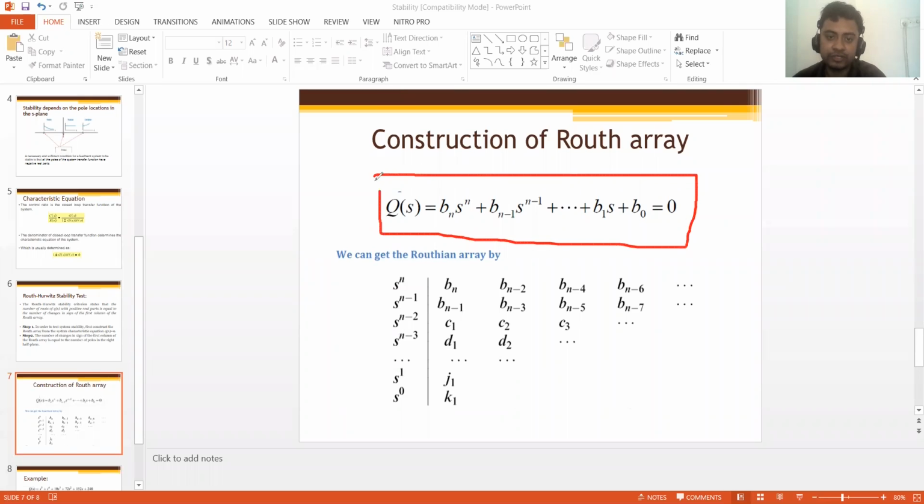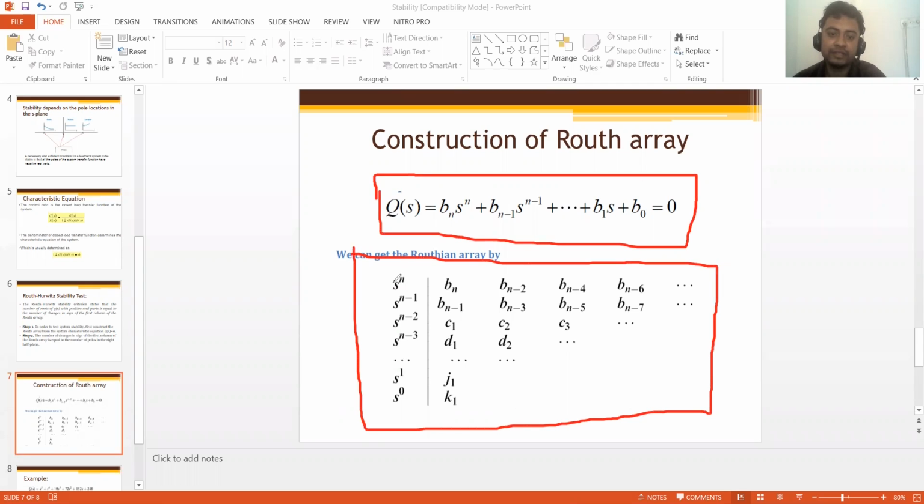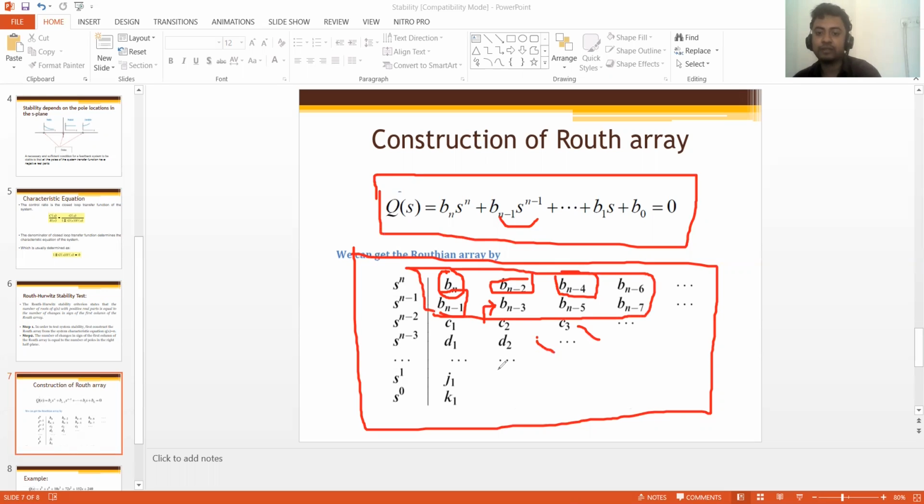From this we can construct the Routh array in this manner, where the highest power of s is s to the power n, with a coefficient of bn, here. After skipping one term, the next term coefficient is bn minus 2, and other terms come in this manner. The s to the power n minus 1 has a coefficient of bn minus 1, and the remaining terms come in a similar manner. So from these two rows we have to determine the remaining rows.